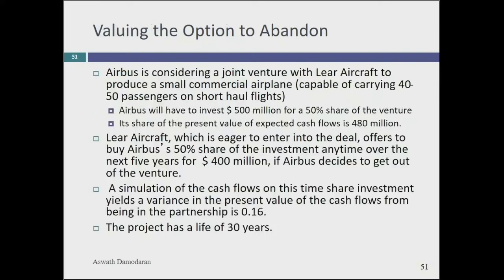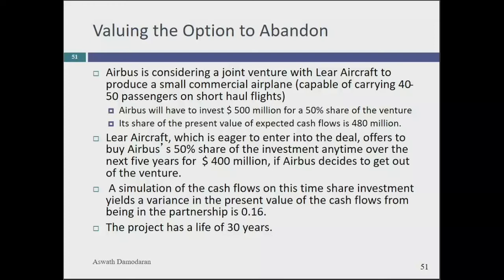So I'll give you a very simple example of an option to abandon. Let's say that you're Airbus, and I am Lear Aircraft. Lear Aircraft produces these tiny executive jets. But I come to you with a proposal where we can make small commercial aircraft, 30 to 40 people. I don't know enough to do this on my own. You don't know enough about small aircraft to do this on your own. So let's do it as a joint venture.